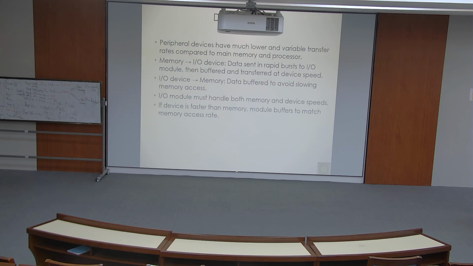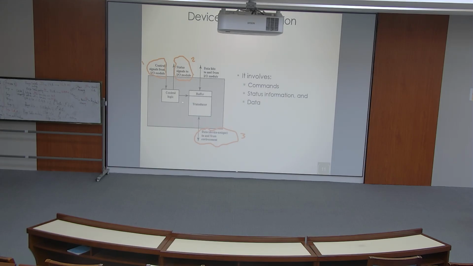Now, we have seen the data buffering, the buffer. Here in this picture, you see that we have a buffer. Now, what is the purpose of this buffer in the input-output module? What is the purpose of having a buffer in the input-output module? What is a buffer? Why do we need a buffer in the input-output module?